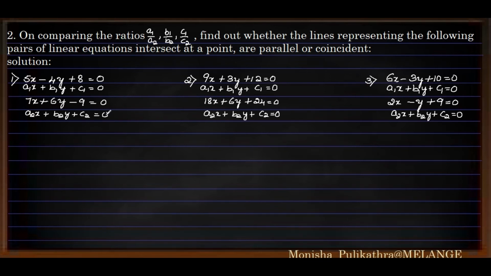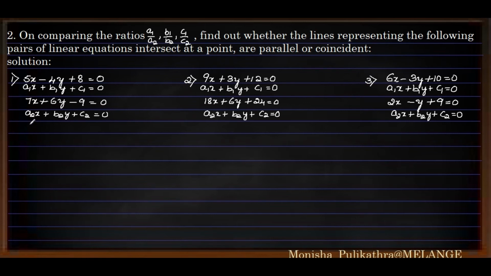Okay, the first question is 5x minus 4y plus 8 is equal to 0, which is in the form a1x plus b1y plus c1 is equal to 0, and the second equation is 7x plus 6y minus 9 is equal to 0, which is in the form a2x plus b2y plus c2 is equal to 0.